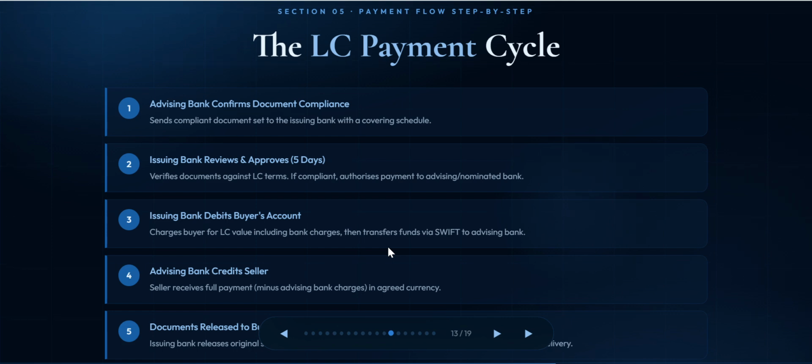What is the LC payment cycle? Advising bank confirms document compliance. Issuing bank reviews and approves within 5 banking days. And issuing bank debits the buyer's account. Advising bank credits the seller, and documents are released to the bank. So once the documents are released by the banks, the applicant will go to the shipping company, to the port, and get the goods released from the shipping lines.